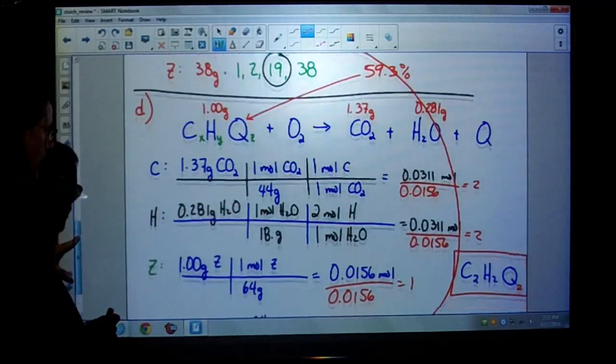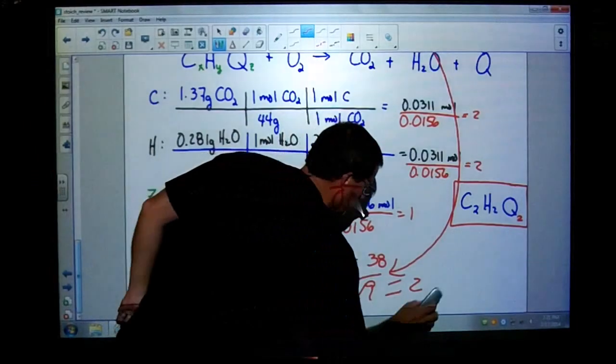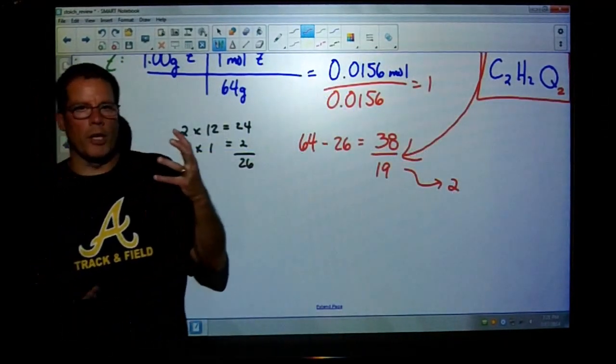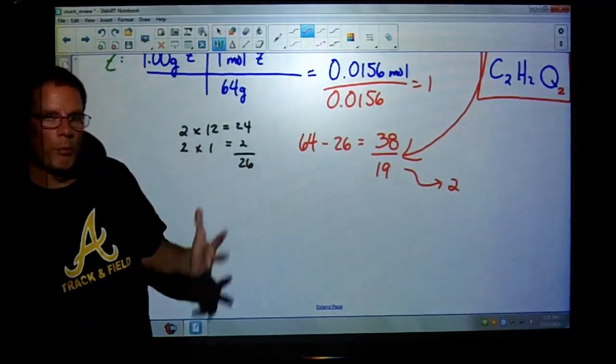Get that back to normal size here. You're going to see some things on the AP exam. They're going to really cause you to dig deep, to do some problem solving.